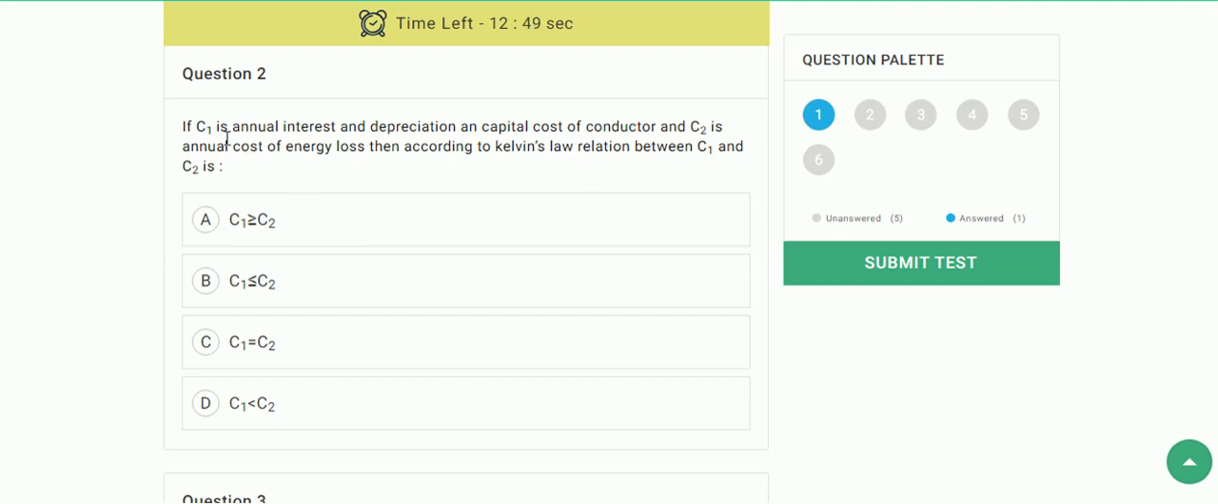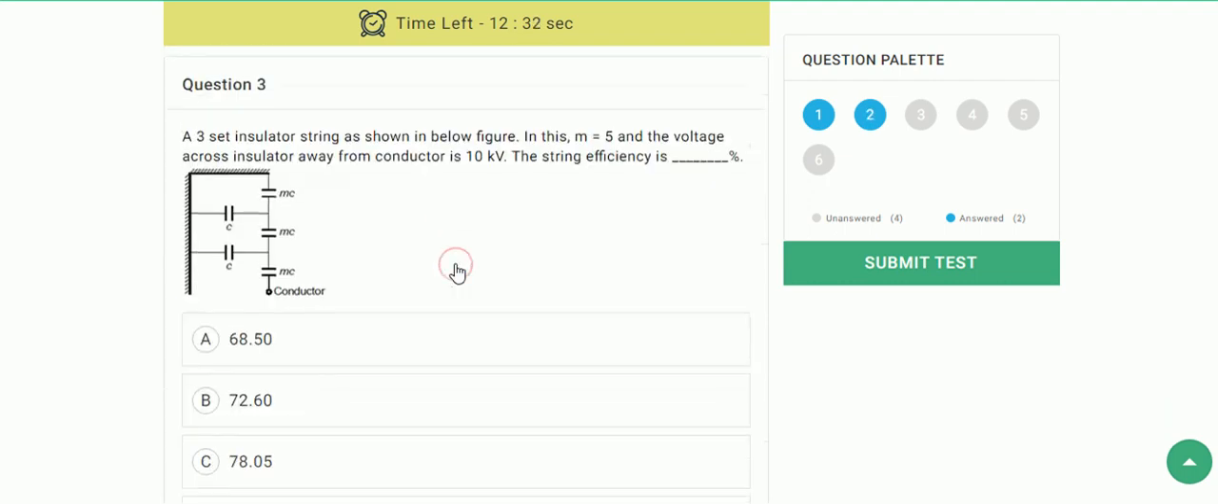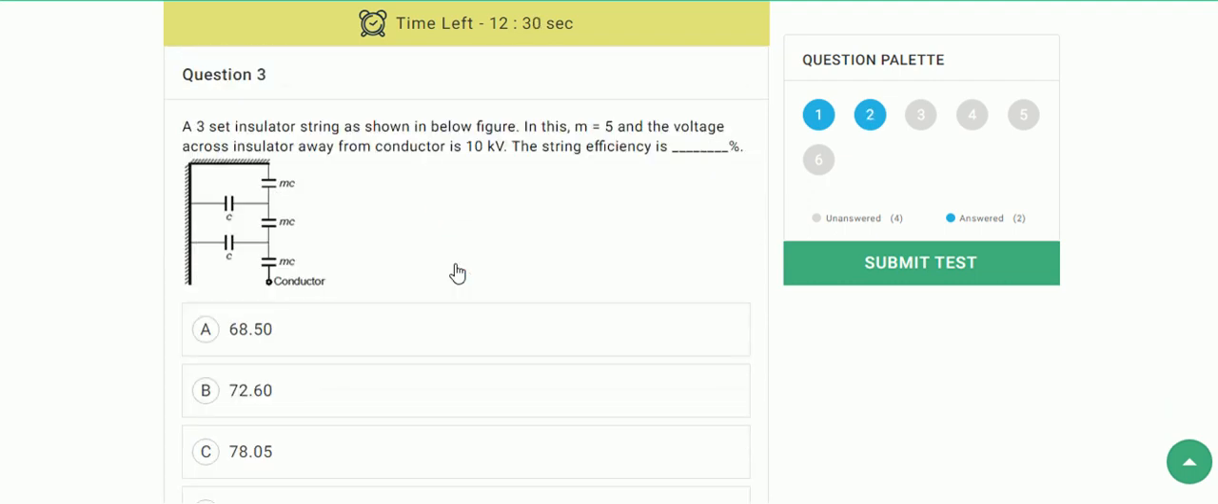Okay, next question. If C1 is annual interest and depreciation capital cost of the conductor and C2 is annual cost of energy loss, then according to Kelvin's law the relation between C1 and C2 is, I am putting the answer C1 less than or equal to C2. Next question.